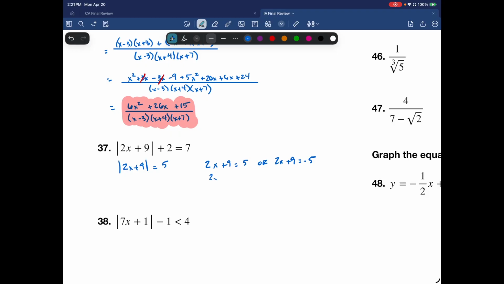2x = -4, so x = -2. 2x = -14, so x = -7. So -2 and -7 are your answers.